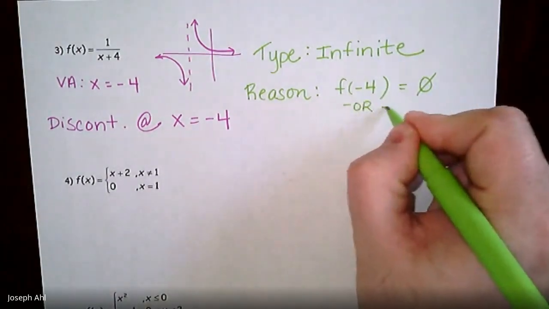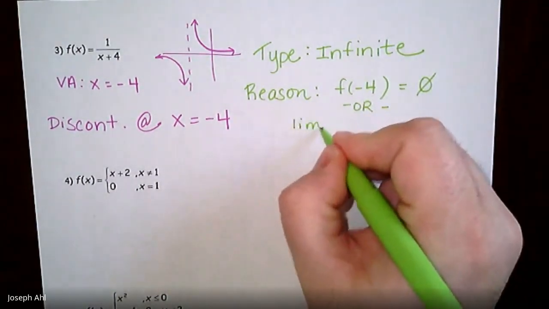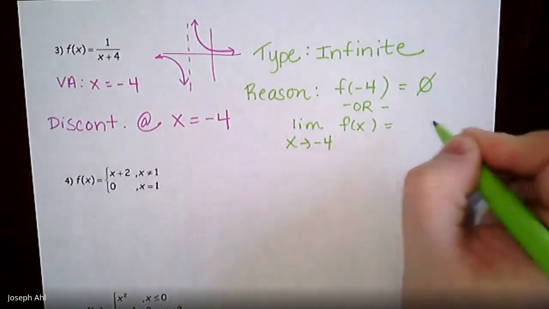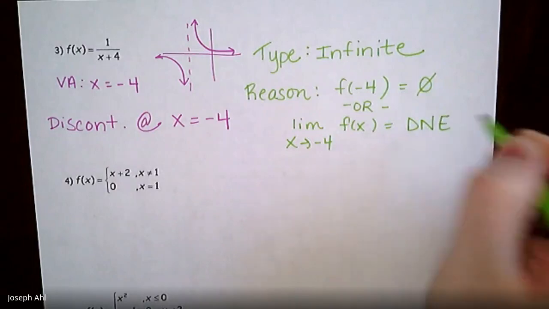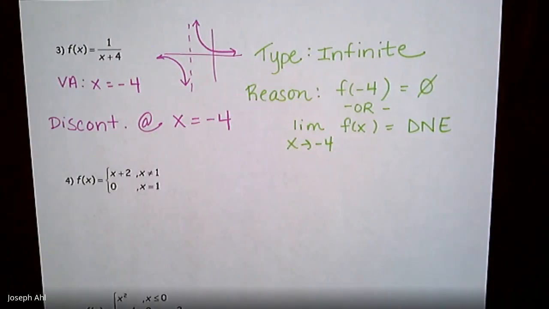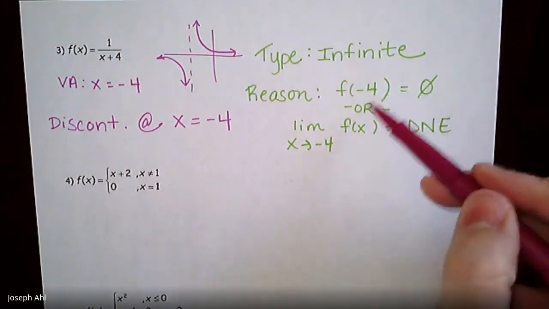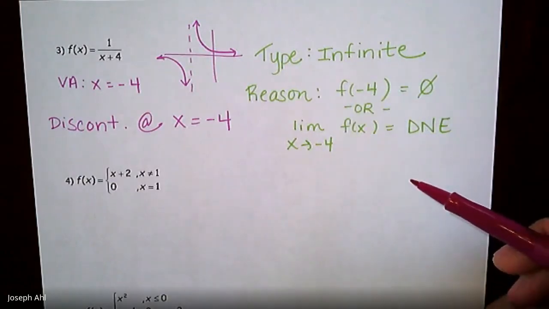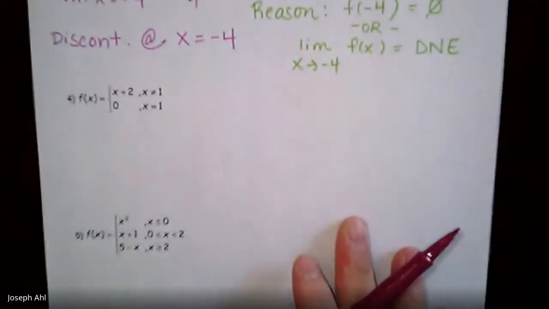But if you wanted to get fancy, you could have also told me that the limit as x approaches -4 for my function f of x does not exist. Okay. You do not have to list both of those reasons. Either is sufficient. But in case you were thinking, hey, isn't that also a valid reason? The answer is yes. Okay, let's move on and try something like number 4.